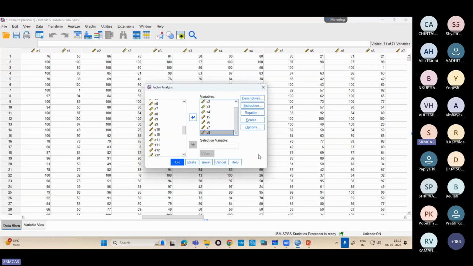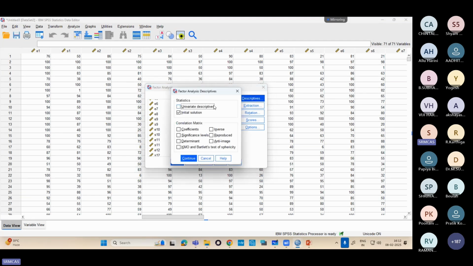Now we have different options. Click the descriptive statistics. Here we have to choose KMO, to check whether all the variables are highly correlated or not.